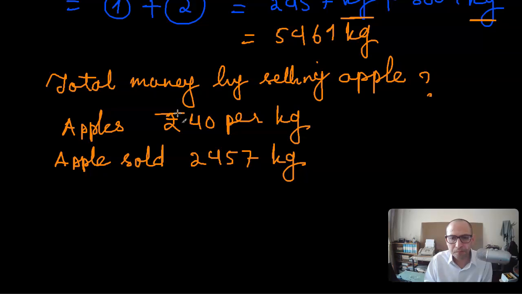Basically, the higher the weight, the higher the price, the lower the weight, the lower the price, right? Or rather, the higher the weight, the higher the cost, and the lower the weight, the lower the cost, right? Because the price doesn't change. The price remains always 40 rupees per kilo, but the cost is going to change, right? The cost meaning the amount of money that you actually end up paying for whatever it is that you buy, right?